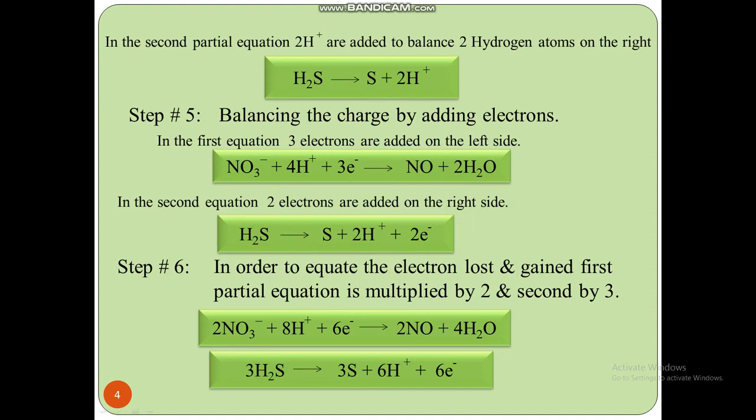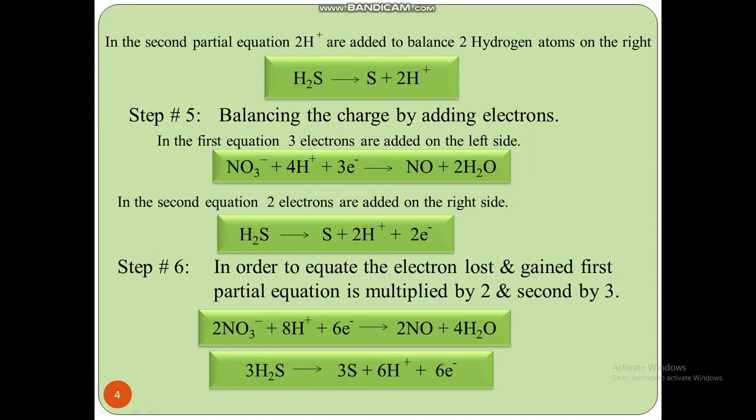So to balance these positive charges, we have to add a similar number of negative charges on the left hand side. In the second equation, 2 electrons are added on the right hand side. Since there are 2 H positive charges on the right hand side, we have to balance these H positive charges. We have to add 2 negative charges on the right.